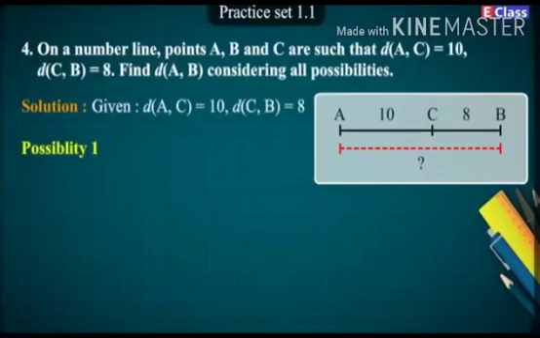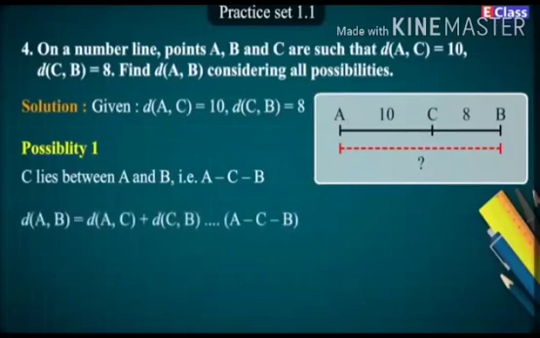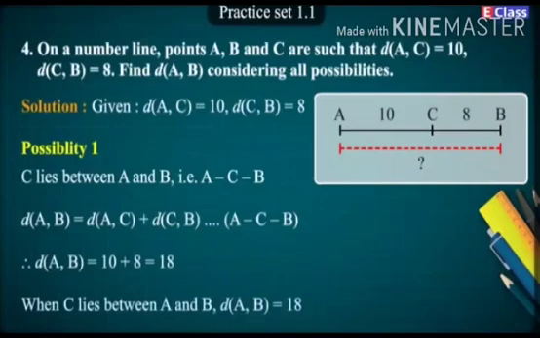Possibility 1. C lies between A and B. That is, A-C-B. Distance of AB is equal to distance of AC plus distance of CB, as A, C and B are collinear. Therefore, distance of AB is equal to 10 plus 8, which is equal to 18. When C lies between A and B, distance of AB is equal to 18.